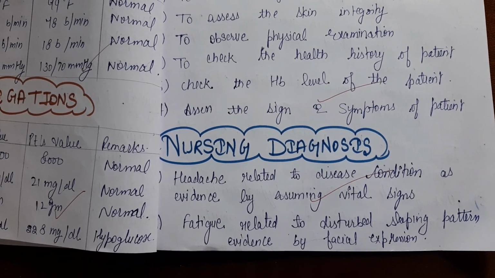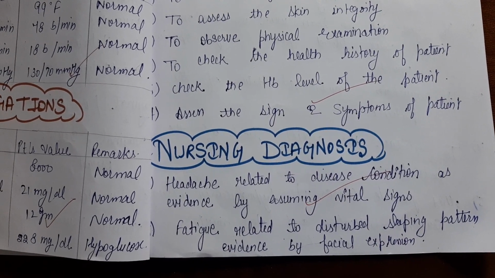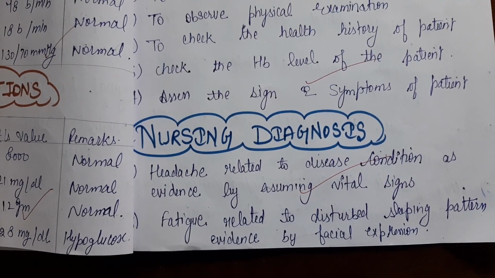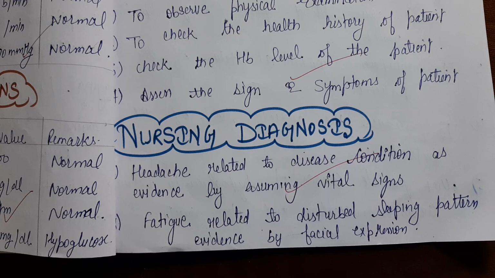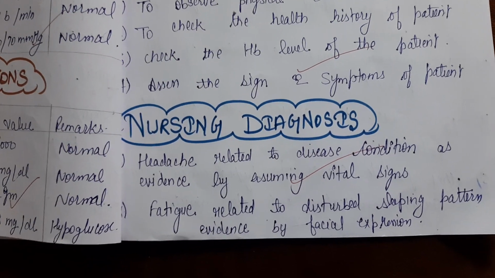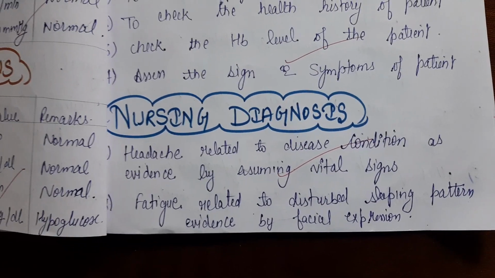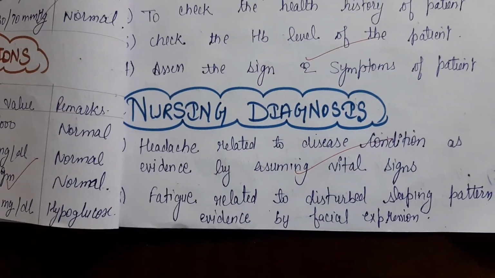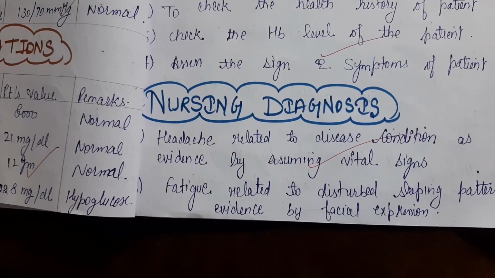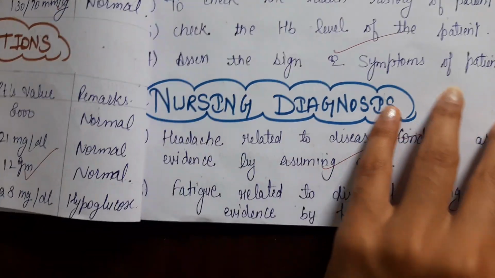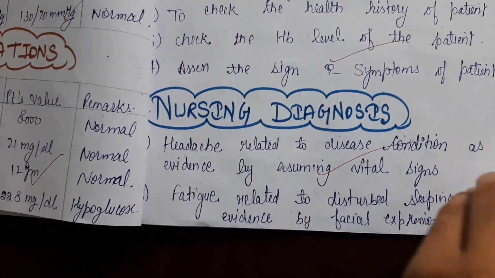Headache related to the disease condition as evidenced by the assessed vital signs. So here, headache is a very normal NCP, so you can make this NCP on each and every disease. After that, fatigue is also a common NCP diagnosis. You are able to use it on every disease where there is fatigue in the patient, so you are able to make the NCP on fatigue.